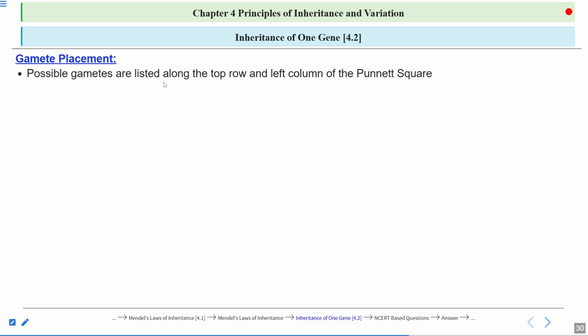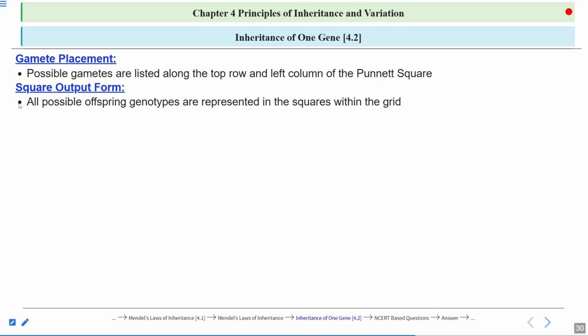Okay, so here gametes are placed. The possible gametes are listed along the top row and left column of the Punnett square. Then you get the output. All possible offspring genotypes are represented in the squares within the grid. So the Punnett square is like a grid, and within this grid, all the possible genotypes are listed within these squares. So this creates a square output form.